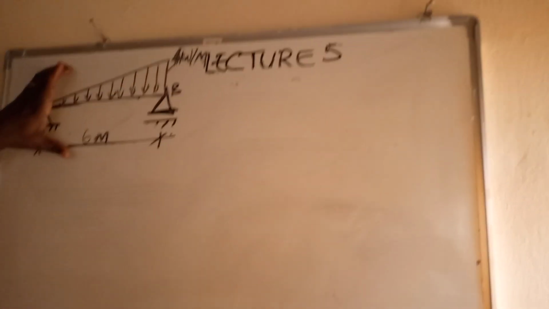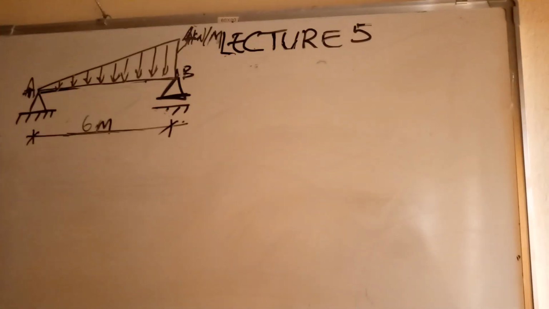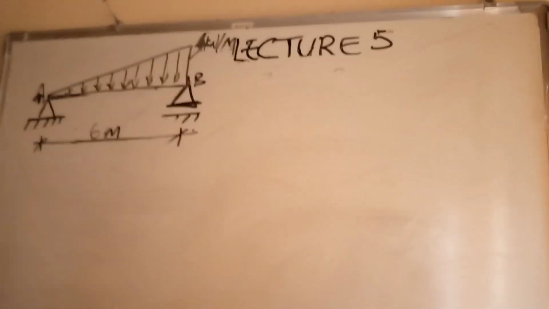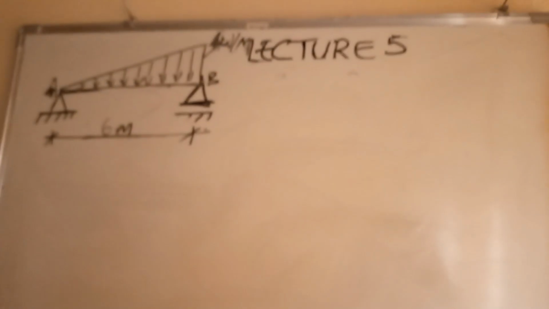We are continuing lecture 5. If you look at here now, you will see that the beam here is loaded differently. It's loaded triangularly, the load is triangular in shape, unlike the other load that was a UDL.